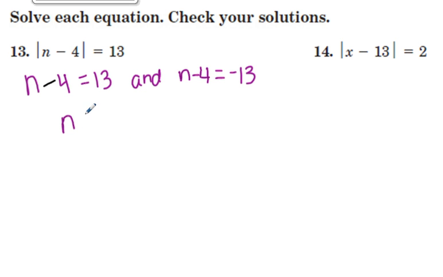So in my first equation, I'm going to add 4 to both sides so that I get n equals 17 as a solution. The equation on my right, I will also add 4 to both sides, but this time I'm going to get negative 9 as my solution. And for my final answer, I'm just going to write both solutions as a solution set, negative 9, comma, 17.